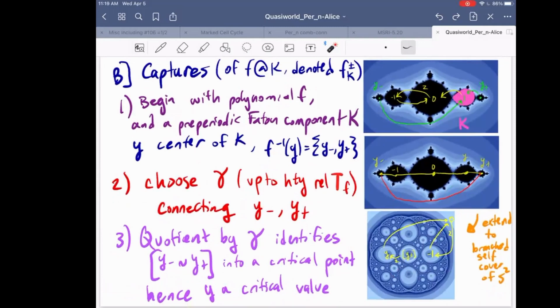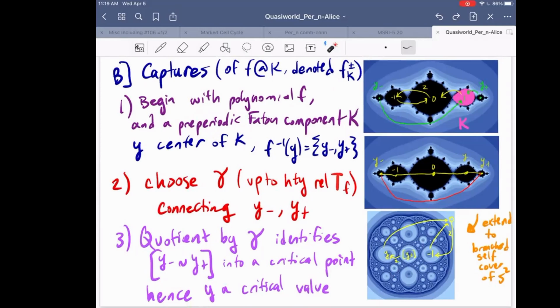The next recipe is to talk about polynomial captures. A polynomial capture begins with a polynomial f and a pre-periodic component K. It can be pre-periodic or it can actually just be periodic, either one. I'm going to denote this f plus or minus K because sometimes you have 2 rational maps that you can get from this, but a lot of the time you only get 1.